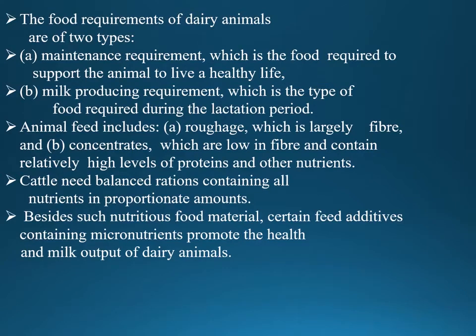Then milk producing requirement, which is the type of food required during lactation period. Okay? So two maintenance are important. One is maintenance of cattle shed, next is milk producing requirement.